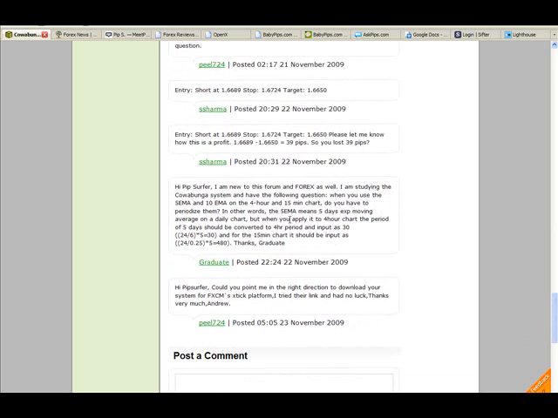Let's see. Graduate wants to know about the EMAs. Well, right here, whenever you change your time frame, whatever moving average you have on the chart automatically adjusts, so you don't have to do any kind of adjusting there for the period.